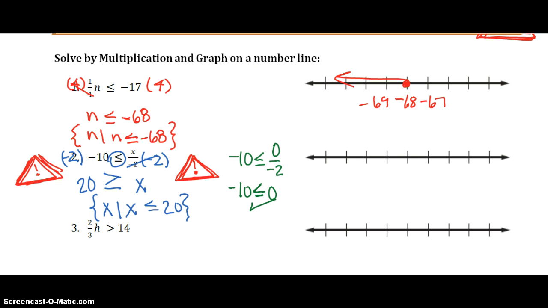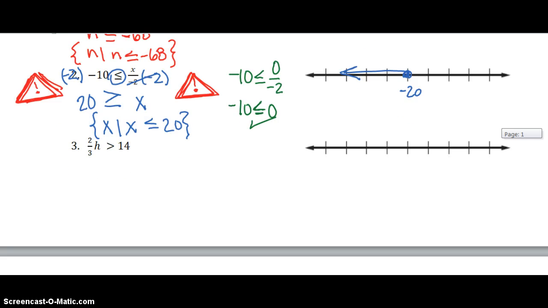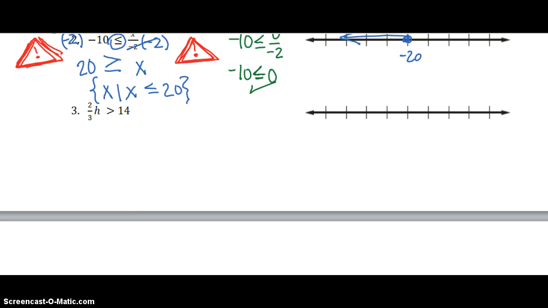So when you come over to graph it, you find 20 on your number line. It's going to be a closed dot because it's equal to, and it's pointing to the left. So please beware of multiplying or dividing by a negative. Here I have 2/3 times h.